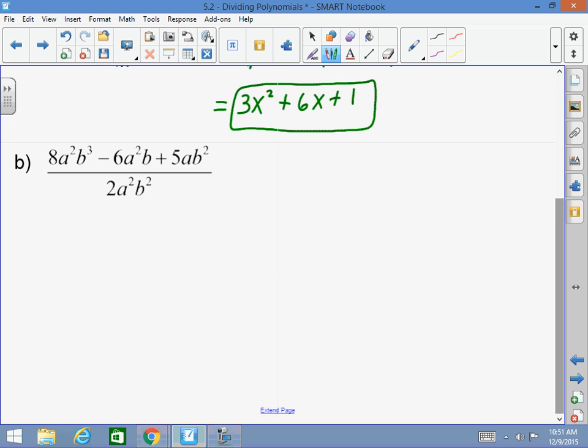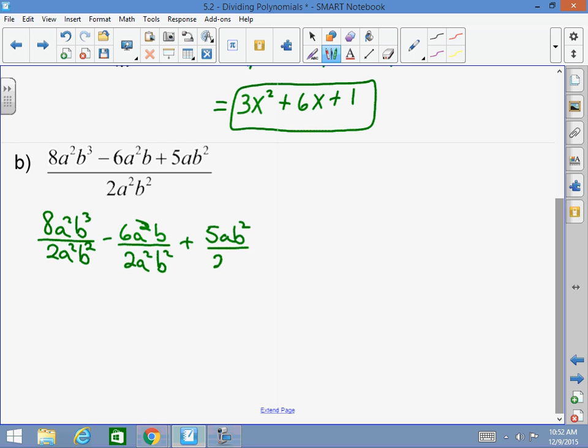So for this guy, I know it's tempting to do it in your head. Trust me, I want to do it in my head too, but I want to teach you. Teaching you is better than just showing you an answer. So 8a squared b cubed divided by 2a squared b squared, minus 6a squared b over 2a squared b squared, plus 5ab squared over 2a squared b squared.